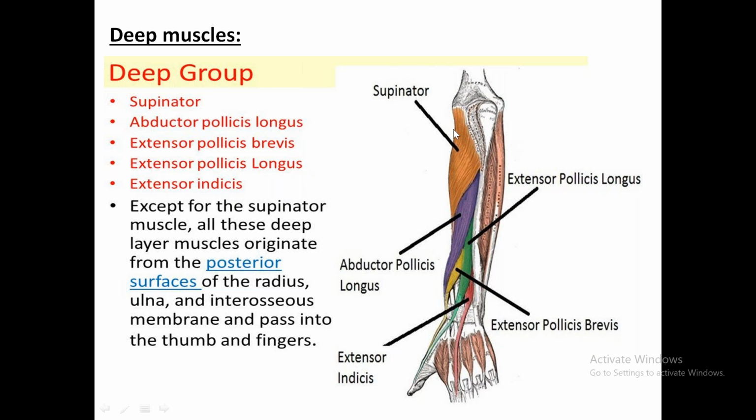Deep muscles. The deep muscles of the posterior compartment of the forearm are supinator, extensor pollicis longus, extensor pollicis brevis, abductor pollicis longus, and extensor indicis. These are the deep muscles of the posterior compartment of the forearm.